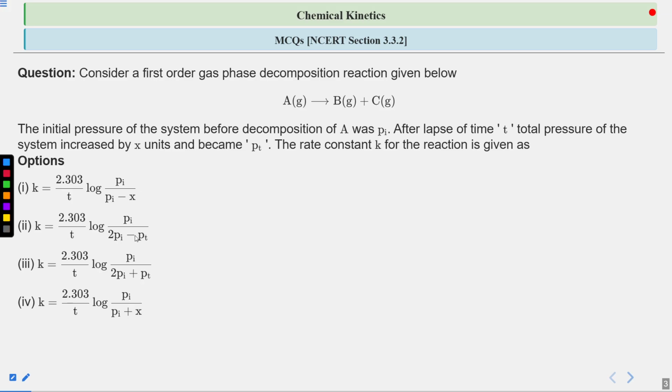Every symbol we are using in our options has a meaning already mentioned in our question, like Pi and Pt, K and t and x. So you have been given some time. Try to solve this using the concept we have studied in the chapter chemical kinetics. After that, we will see which option corresponds to the correct answer.